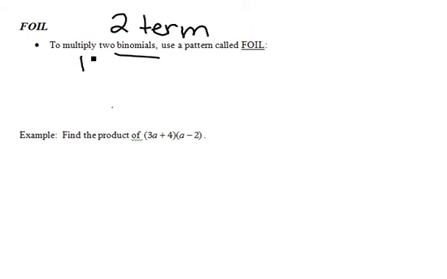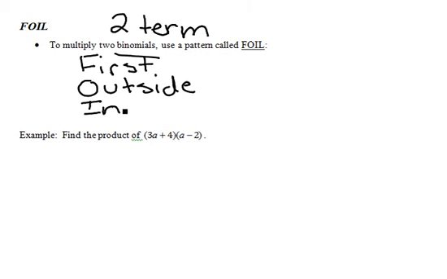the F stands for multiplying the first terms together. The O stands for multiplying the outside or outer terms together. The I in FOIL stands for multiplying the inside terms together, and then the L in FOIL stands for multiplying the last terms together.